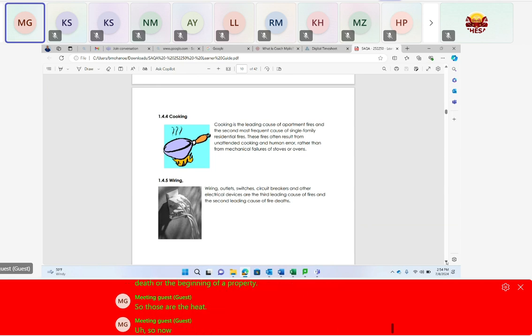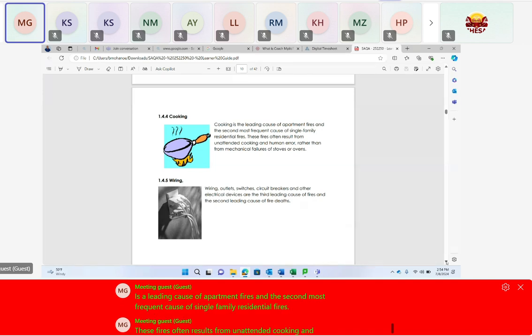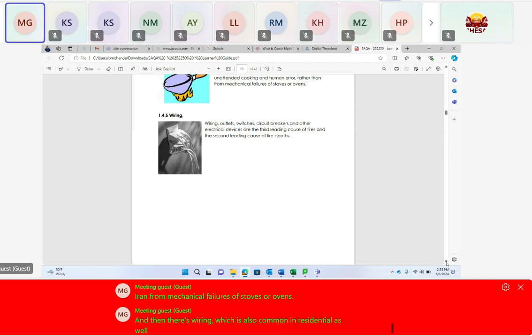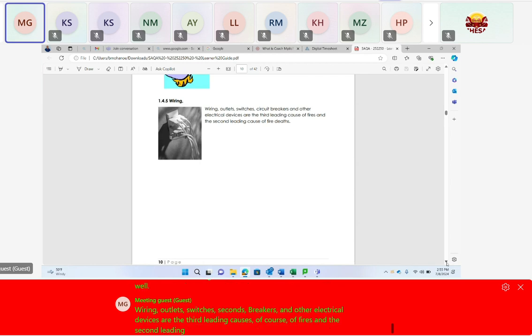So now there is also cooking, apartment fires, and the second most frequent cause of single family residential fires. These fires often result from unattended cooking and human error rather than from mechanical failures of stoves or ovens. And then there's wiring, which is also common in residential as well. Wiring, outlets, switches, circuits, breakers, and other electrical devices are the third leading causes, of course, of fires, and the second leading cause of fire deaths.